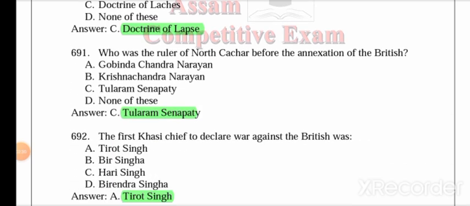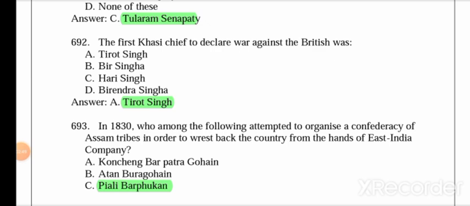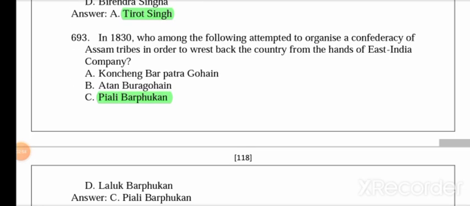Doctrine of lapse. And you tell me the doctrine of lapse was initiated by which viceroy? Who was the first ruler of Governor General actually? Who was the ruler of North Cachar before annexation by the British? This was Tularam Senapati. The Khasi chief to declare war against the British was Tirot Singh. In 1830, who among the following attempted to organize a confederacy of Assam tribes in order to wrest back the country from the hands of East India Company?